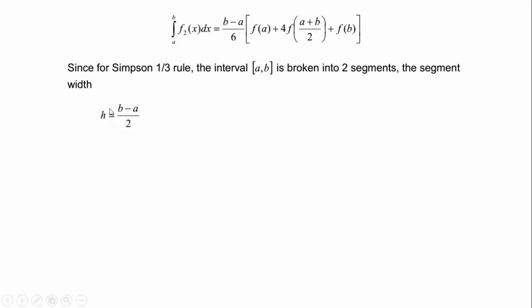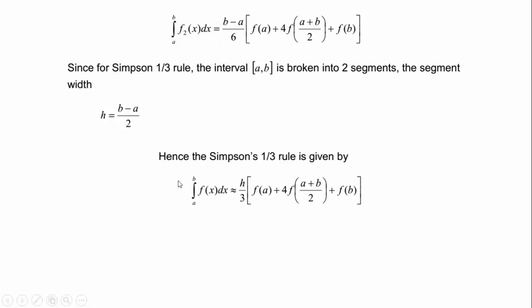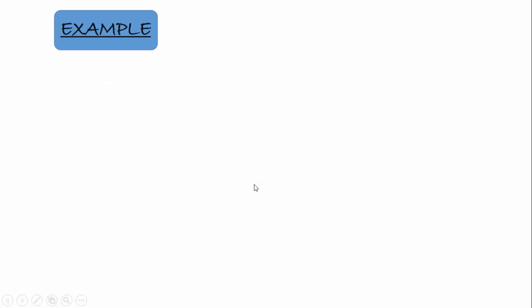Substituting this into the raw form we get here, we can get the final form of Simpson's one-third formula, which looks like this. Notice that there is an h by 3 here, which is in essence 1 by 3, which gives us the name of Simpson's formula. To clarify further, we'll do an example, which is a rather short one, because Simpson's one-third rule is a plug and play type of formula.